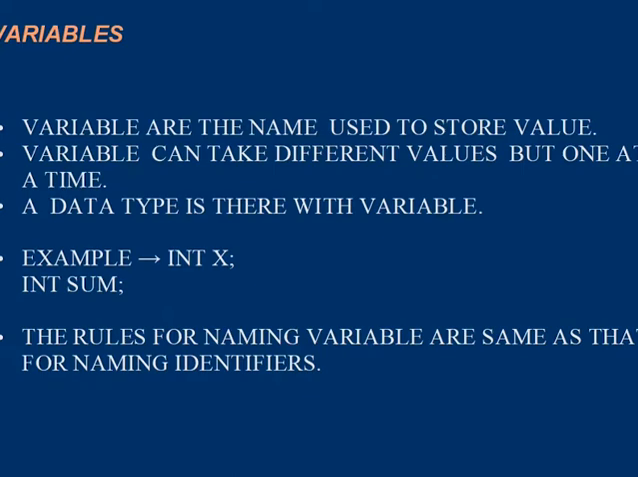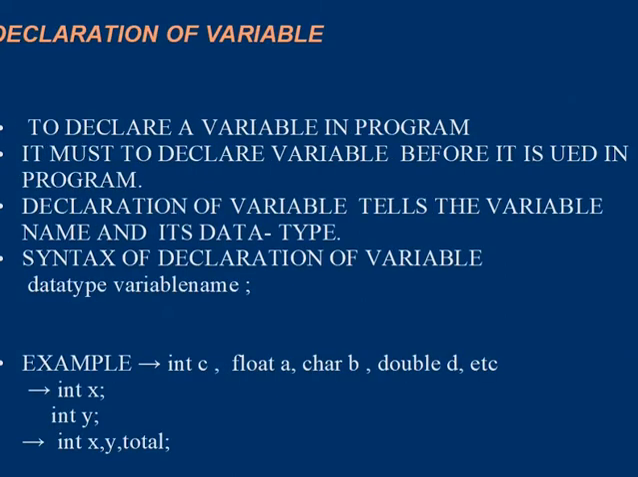The rules for naming variables are the same as those for naming identifiers, which you have already seen in a previous video. Moving to the next. Declaration of a variable. It is a must to declare a variable in the program before using it. Declaration of a variable tells the variable name and its data type. Here we have the syntax of declaration of a variable: data type, variable name, semicolon.